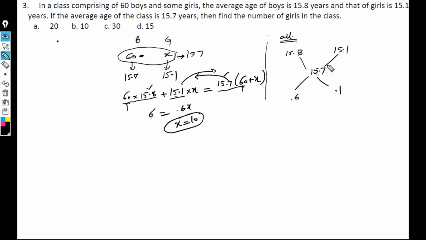It also gives you the ratio between the number of boys and the number of girls. But something is not working out here. Just give me a sec, guys. Okay, yes, it's fine. So the ratio comes out to be 6 is to 1. As it is given to me that the number of boys is 60, the number of girls has to be 10.